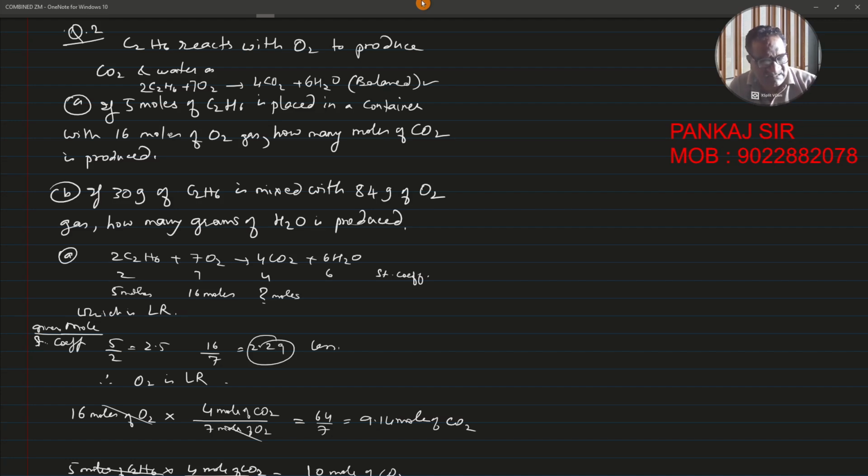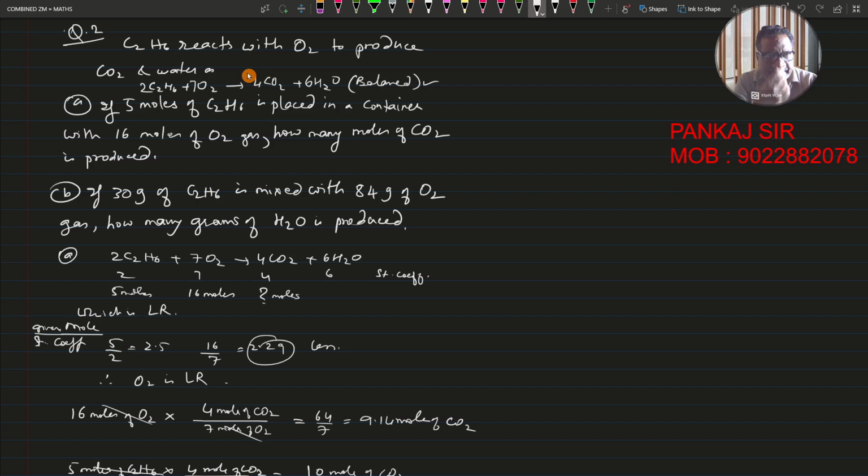Let us get started. This is a question which says that there's a reactant called C2H6 which reacts with oxygen to produce carbon dioxide and water, and the balanced equation is given here: 2C2H6 plus 7O2 will give you 4CO2 plus 6H2O. This is the balanced equation for this particular reaction.